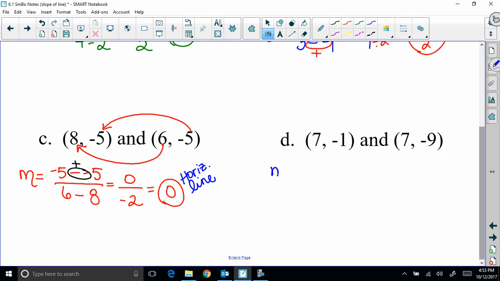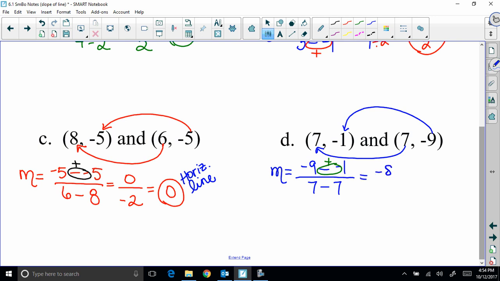Okay, last one. Slope. I'm going to subtract my y value. So I'm going to do -9 minus -1 over, and then I have to start with this x value here, 7 minus my other x value, which is 7. Again, minus a negative becomes a plus. So -9 plus 1 is -8. 7 minus 7 is 0.